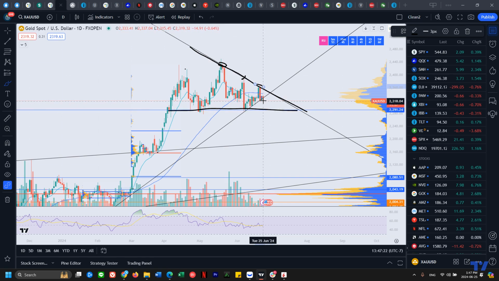It's starting to get a little bit out of this support, this one, but this is not as important to me as this. 2292 is more important to me. So if gold can hold above that, it'll probably just chop within this triangle. We'll see which shape breaks.